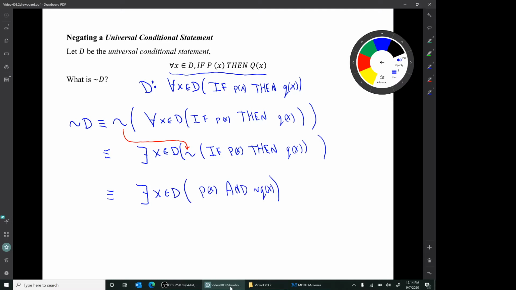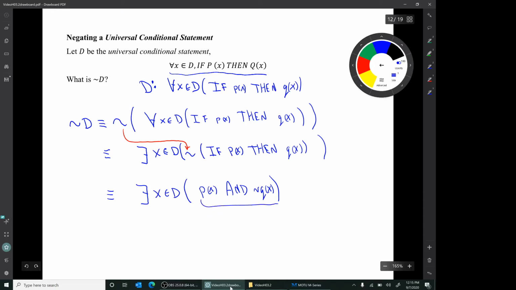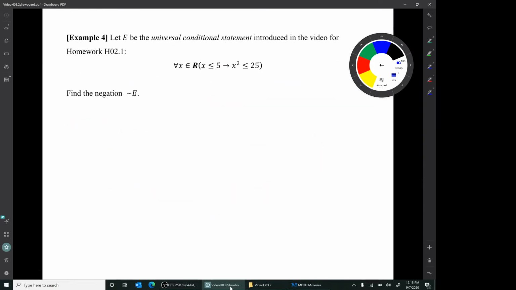So in this last line, I applied the negation to the if-then statement, and I got this new statement that is an and statement. Now, for example 4, let E be this universal conditional statement that was introduced in the video for homework, H03.1. For all x in the real numbers, if x is less than or equal to 5, then x squared is less than or equal to 25. So let's find the negation of this statement.